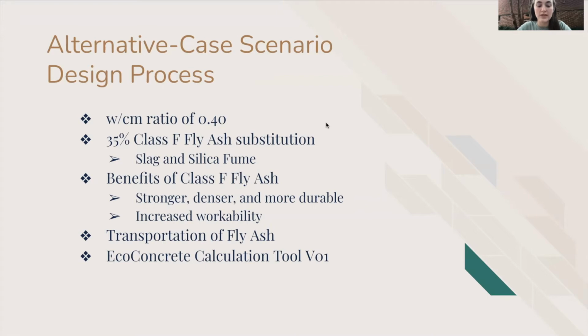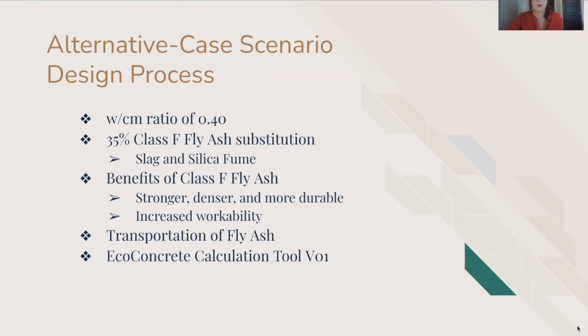For the alternative case scenario, 35% of the cementitious materials are supplemented with Class F fly ash, and aggregates again constitute 77% of the total mass of the concrete mixture. The use of Class F fly ash as an SCM aids in producing stronger, denser, and more durable concrete. It also increases the workability and lengthens the setting time.